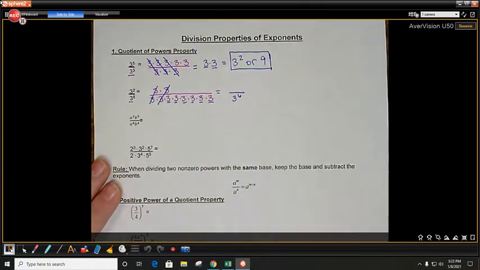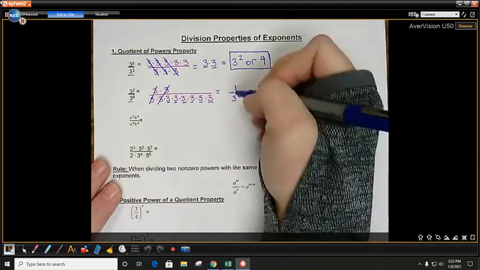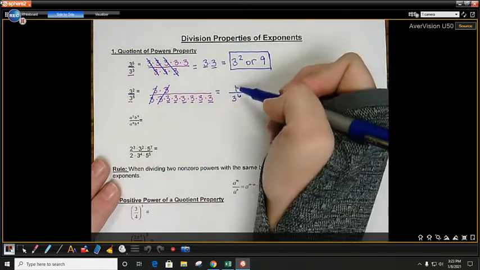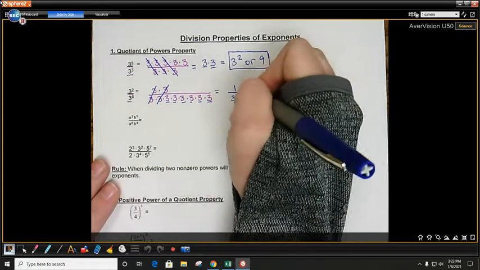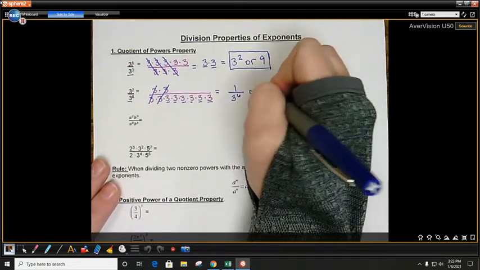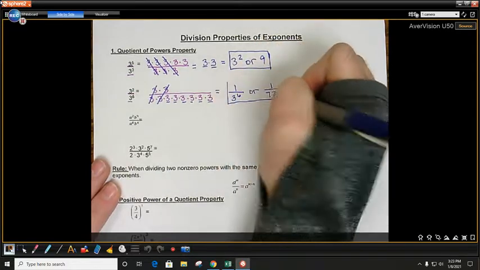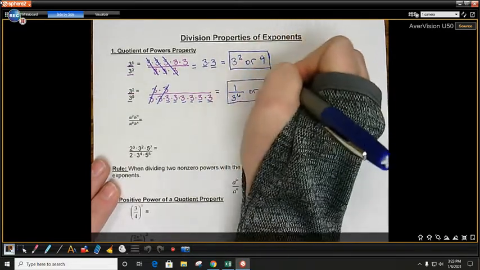Well, with fractions, if you have nothing left in the numerator, you have to put a 1 as a placekeeper. The reason I'm not going to put 0 up there is, what's 3 divided by 3? 1. So I really still have a 1 left in the numerator. Well, 3 to the 6th power is 729. Again, either of those is a correct answer.